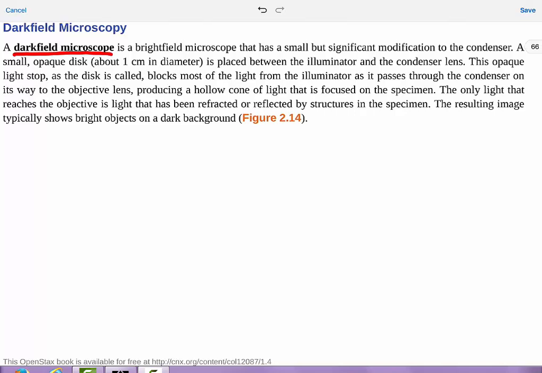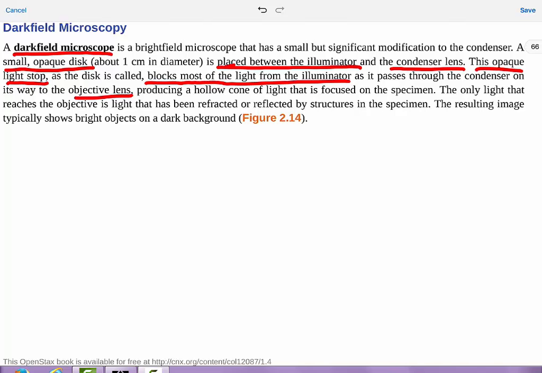Brightfield microscope had the field as being bright, right? Mostly it was very, very light. In a dark field microscope, there is a small opaque disc placed between the illuminator, the light bulb at the bottom, and the condenser lens. Remember, that was underneath the stage. And then this opaque light stop, as the disc is called, blocks most of the light from the illuminator as it passes through the condenser on its way to the objective lens. So what we then have is this dark field with light specimens on it.